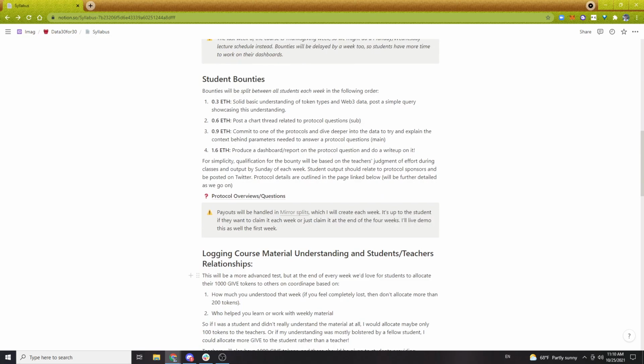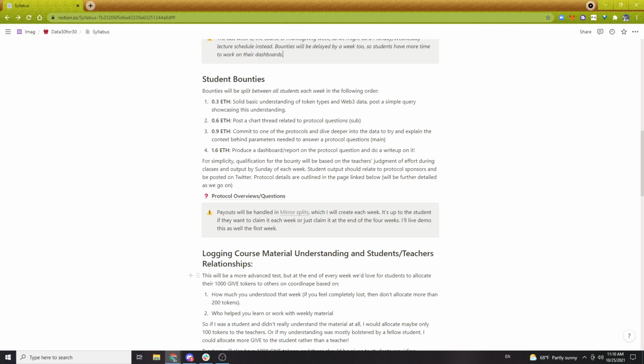Anyways, so student bounties. I think we raised a total of 3.4 ETH, which is like, what is that? That's like 15,000, 16,000, something like that. So we decided to do scaling bounties over the next 4 weeks. For the first week, 0.3 ETH of bounties will be split between all students. Assuming all 30 students complete the task, each student gets 1/30th of that 0.3 ETH.